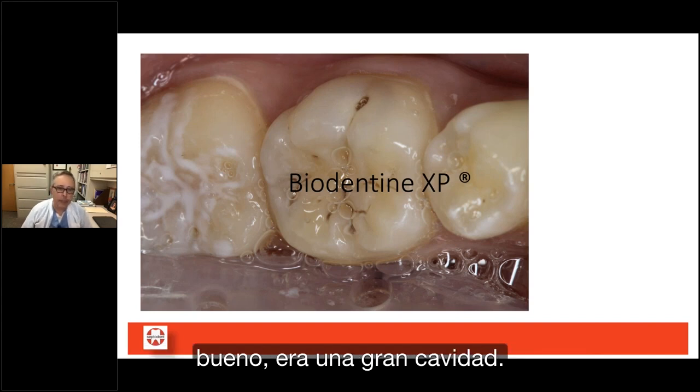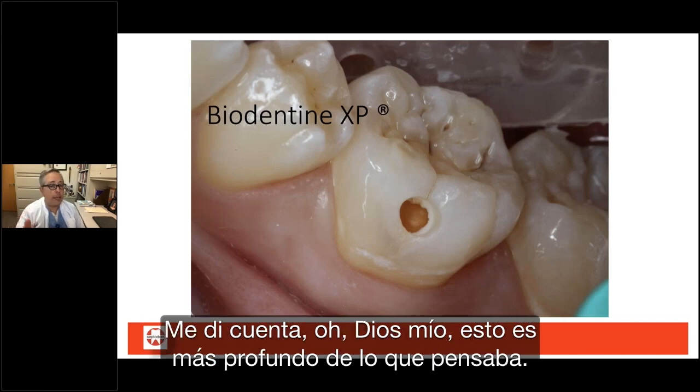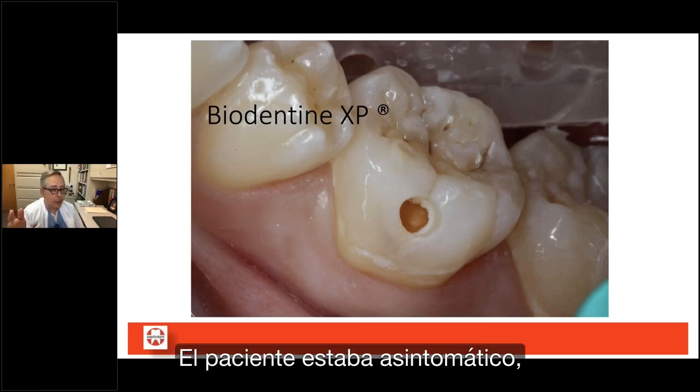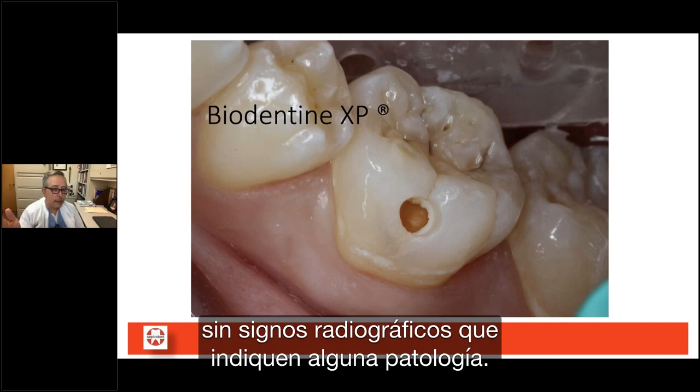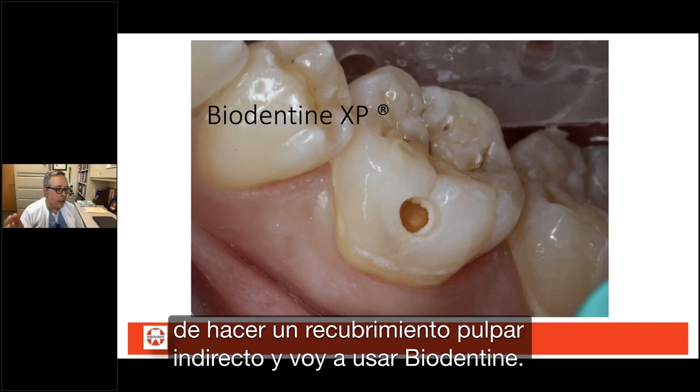Well, it was a big cavity. So I opened it up and started to use a round burr. I realized, oh my God, this is deeper than I thought. The patient was asymptomatic, with no radiographic signs that indicate any pathology. So I decided, okay, this is a good example of doing an indirect pulp cap, and I'm going to use Biodentine.